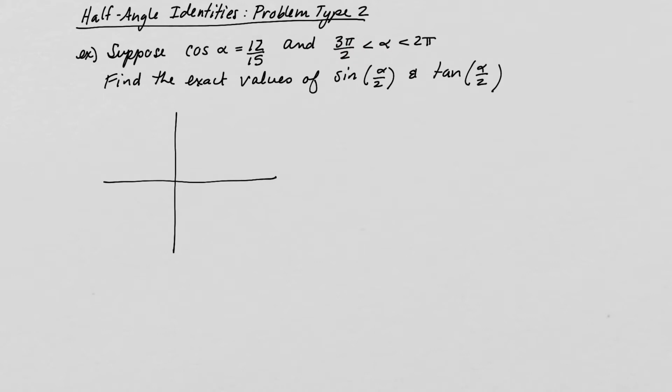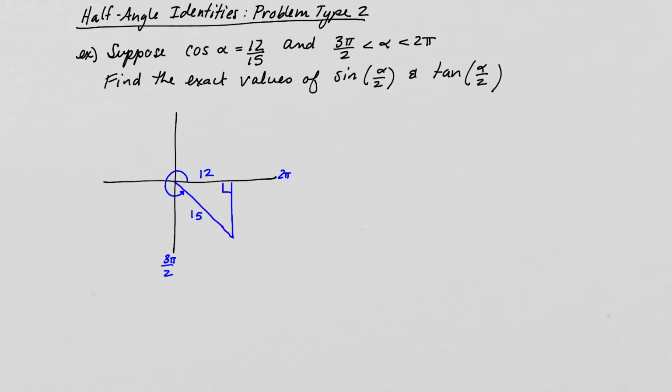So if you remember, that means it's an angle someplace in the fourth quadrant, because here's 3 pi over 2 and here is 2 pi. So we're sitting someplace in there. And if I were to draw my reference triangle, it's going to look like that. And I know the cosine is 12 over 15. So this side here is going to be 12, the adjacent, and the hypotenuse is going to be 15.